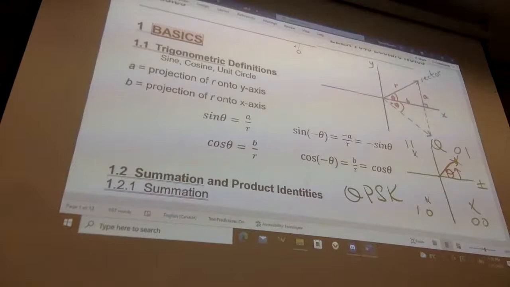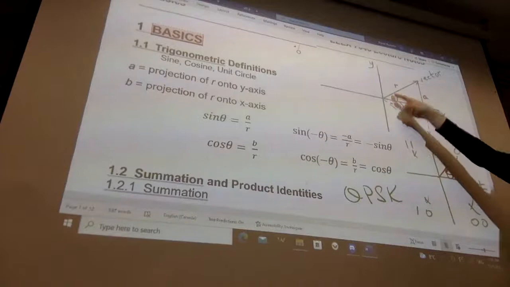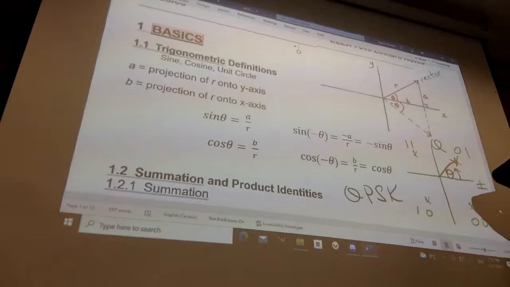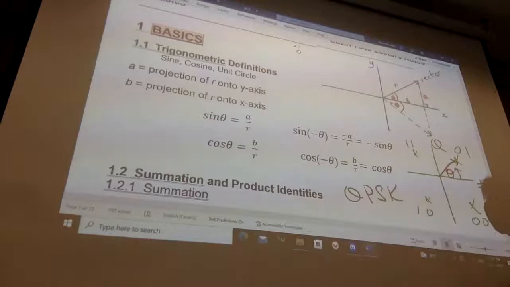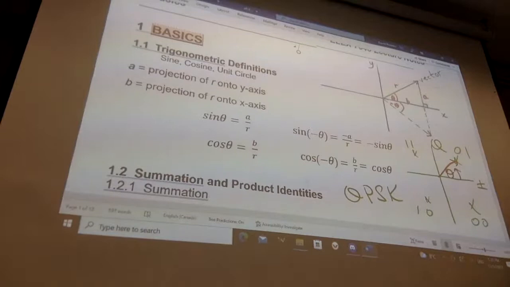You know that if you are at an angle of theta up here, at a radius r, a distance away from the origin, you could project that point onto the x or y axis with cosine and sine. So that's no surprise, right? Sometimes when you're working something out it's nice to know that sine of negative theta is just negative sine theta. Cosine of negative theta, get rid of the sign.